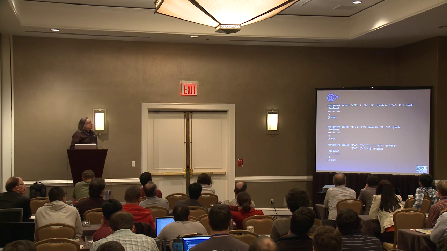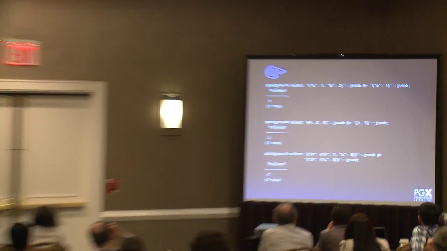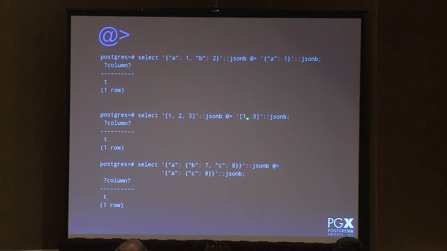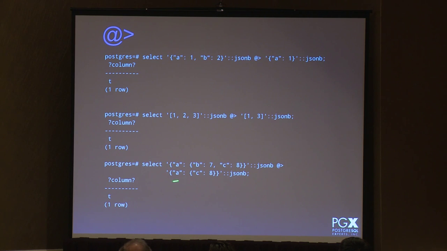So what I mean by that is, for example, here you're saying, does this contain that? And the answer is yes. See, there's an a colon 1 in both. Does this array, 1, 2, 3, contain 1, 3? Yep, because both 1 and 3 are there. OK, that makes sense. Or does this, a key A which points to an object which has two keys in it, B and C, contain this? And the answer is yes. OK, that's reasonable. So far, so good.